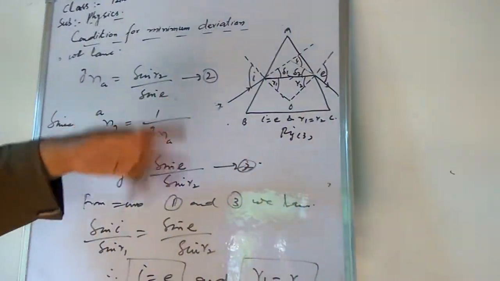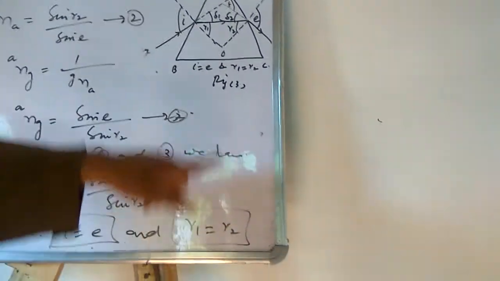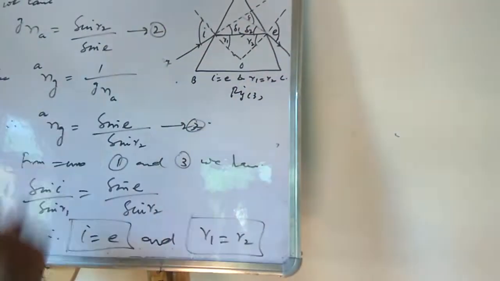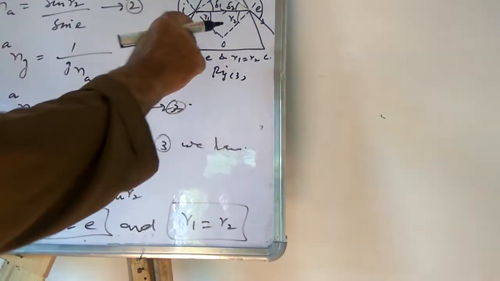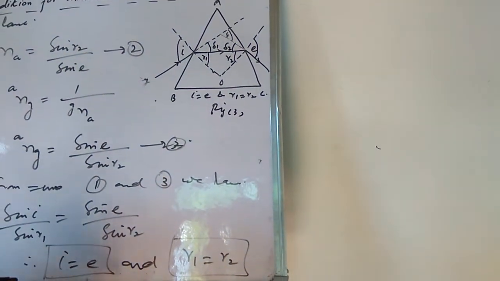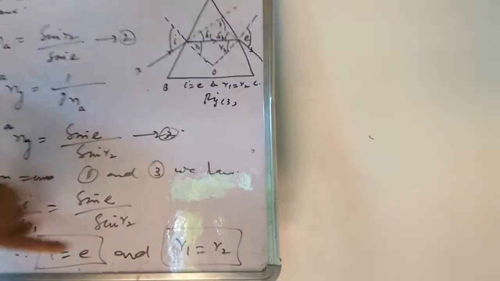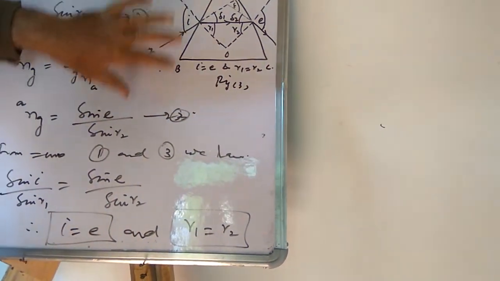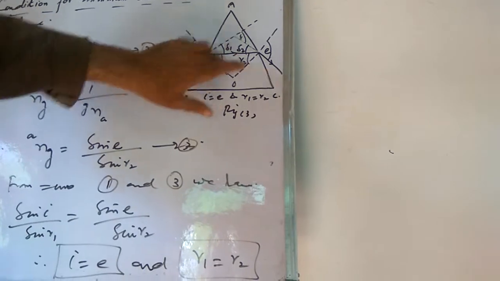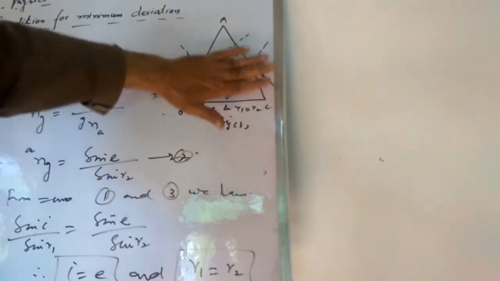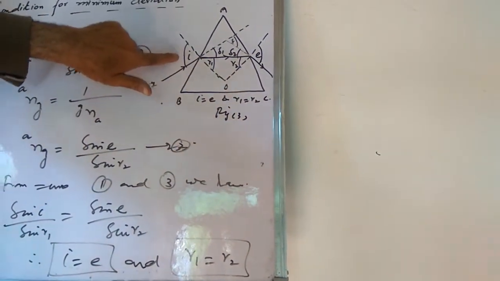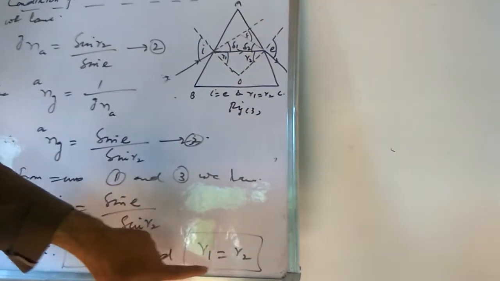So dear students, what does it mean? What do we conclude? I is equal to E and R1 is equal to R2 in the minimum deviation position. We conclude that when the prism is in the minimum deviation position, the refracted ray inside the prism is parallel to the base of the prism, and when it is parallel to the base of the prism, at that time we have angle of incidence equal to angle of emergence, and R1 is equal to R2.